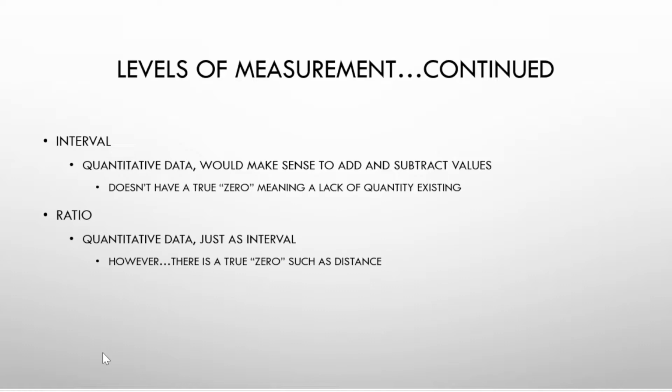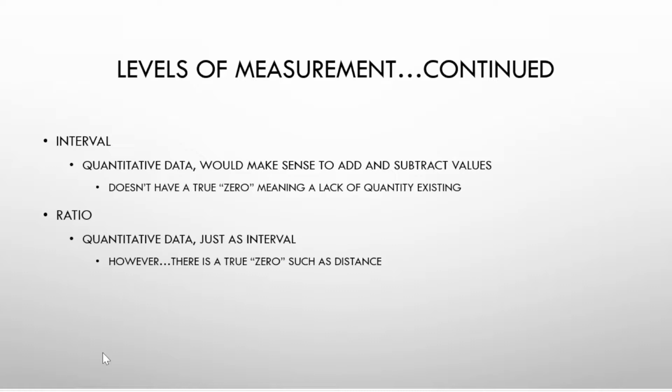But it's not lacking temperature. So it could be 0 degrees out, but there's not a lack of temperature. It's just a marking spot. Similarly, for example, ratio would be test scores. You can get a 0 on a test, meaning you literally didn't get anything right. Obviously, none of you would ever do that in my class. But again, it's theoretically possible.